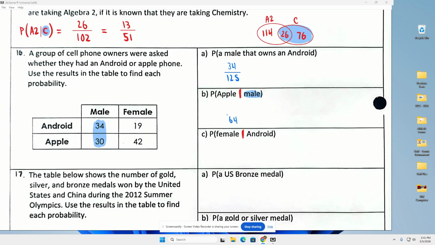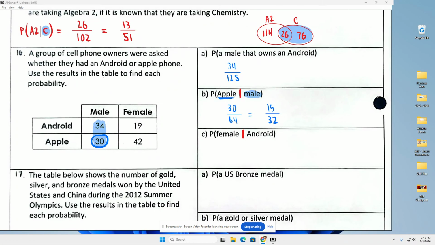64 is my bottom number. Now, of those 64, we go to our probability. What's the probability that it's an Apple user? Well, that's 30 out of 64. Those are both even, so for sure they're going to reduce. Type it in your calculator. It reduces to 15 over 32.